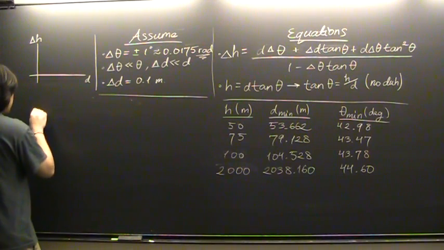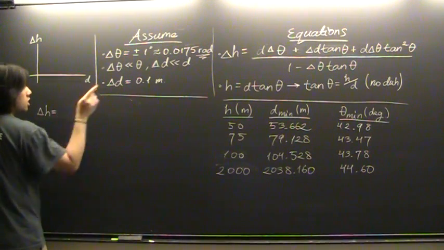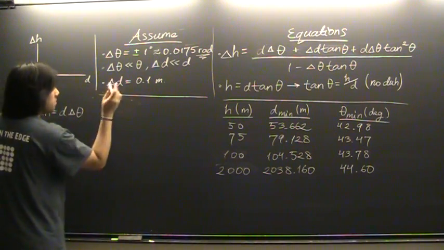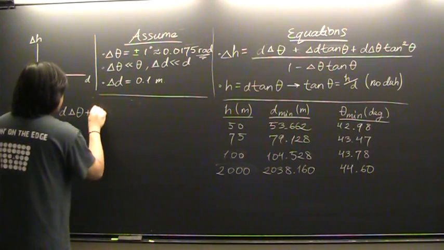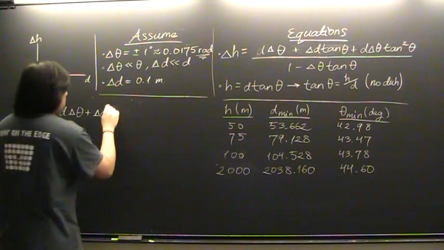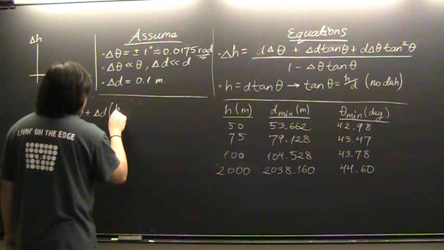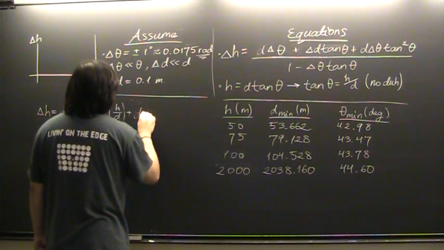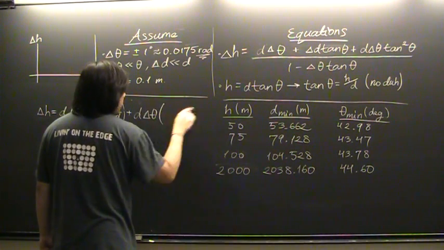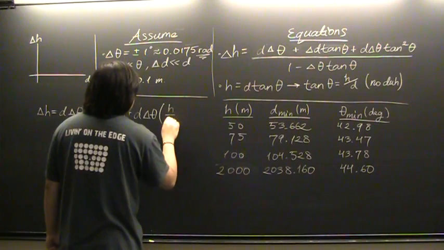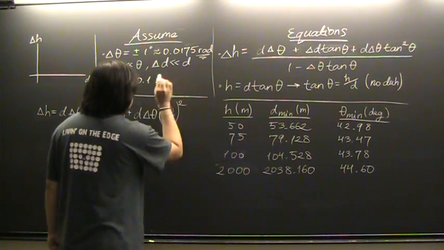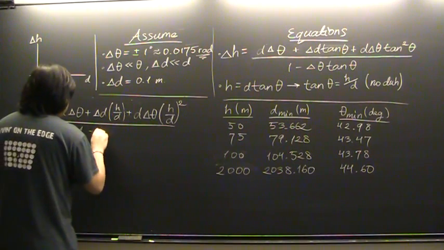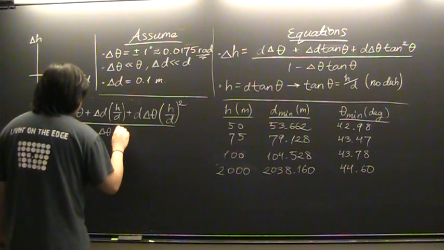So here we have delta h is going to be equal to d times delta theta, nothing changed there, plus delta d, and instead of tangent of theta, we're going to have h over d, plus d delta theta, and then we have to square this term, h over d, entire thing squared. This is going to be over 1 minus delta theta times h over d.